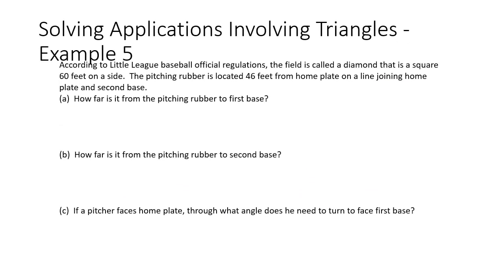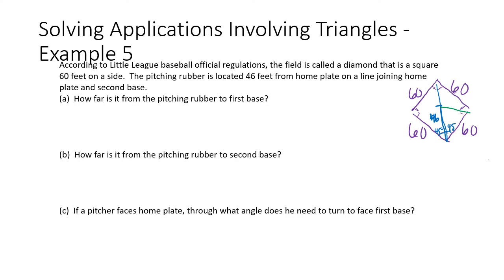Okay, so let's look at another application problem. So this tells me I have a Little League diamond, which is set up like this, 60 feet, which means that all of these angles are going to be 90 degrees. Okay, if I draw a straight line between second base and home plate, this angle is going to be 45, this angle here is going to be 45. From home plate to the pitching mound is 46 feet. First question wants me to know what this length is from the pitching mound to first base.